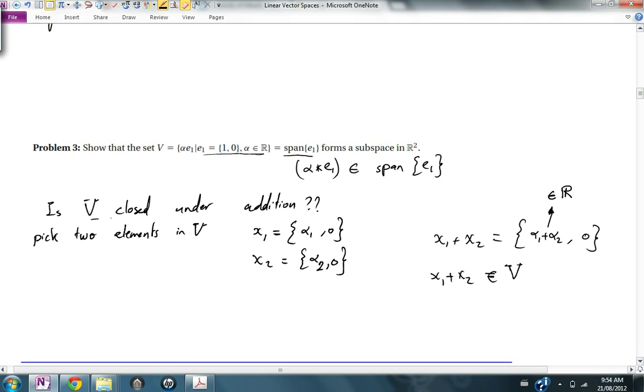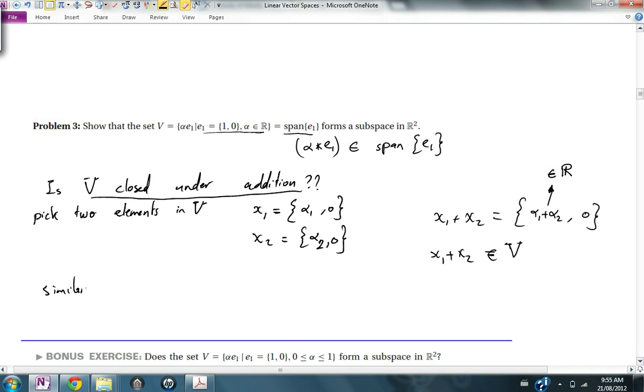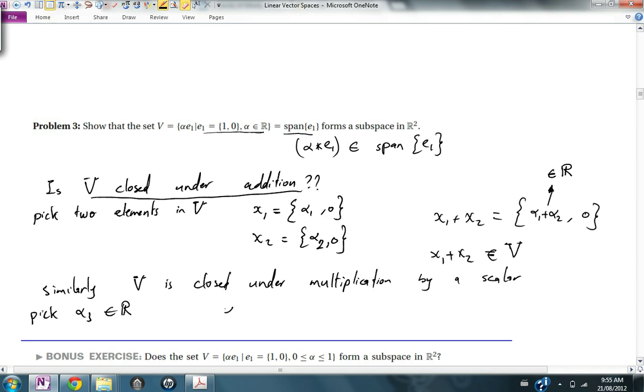Similarly, you can show V is closed under multiplication by a scalar. Pick alpha 3 belonging to R. Alpha 3 x1 is equal to (alpha 3 alpha 1, 0). This is a real number. This is in V. Therefore, indeed, V is a subspace.